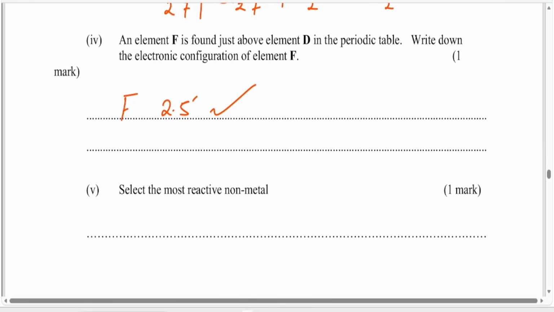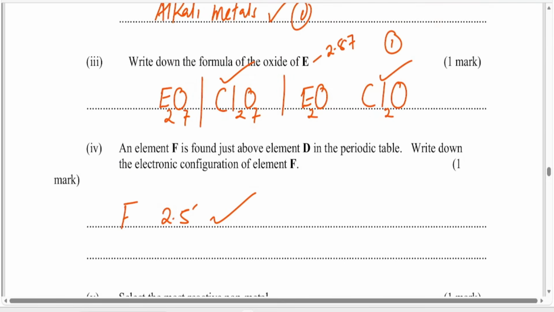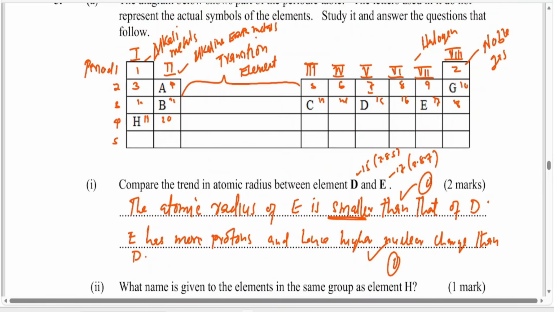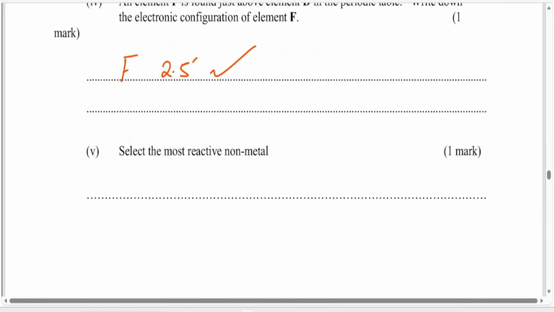Select the most reactive nonmetal. The most reactive nonmetal is the one that is the smallest in group number 7. The smallest is not labeled. It's supposed to be the one with 9 protons. But in our case, it is E, because it is the one in group 7. So E is the most reactive nonmetal.